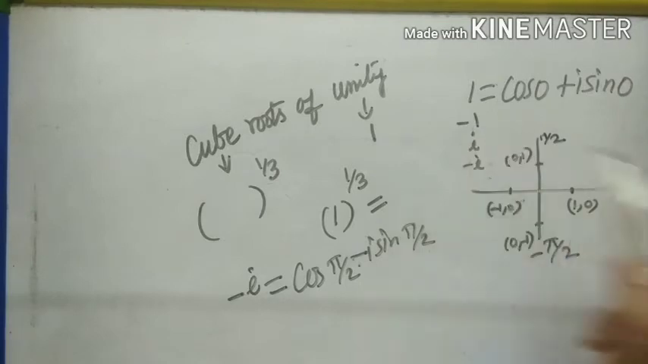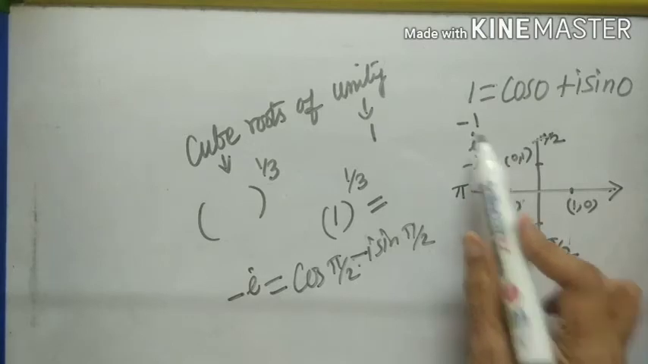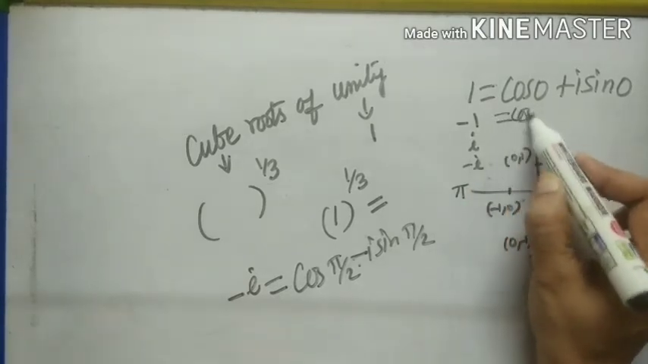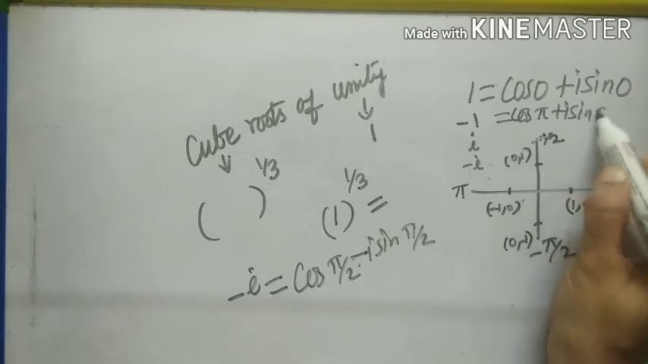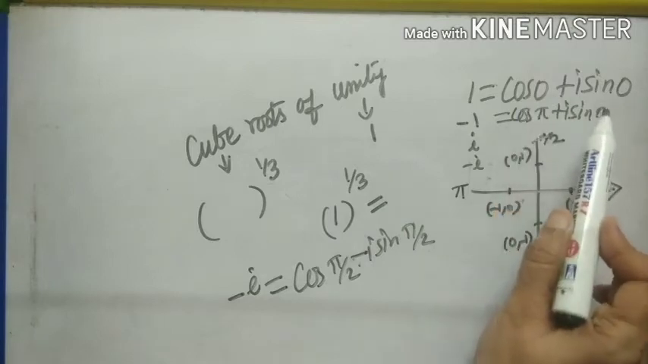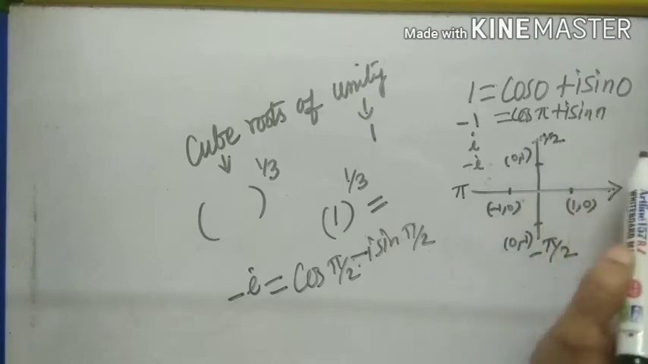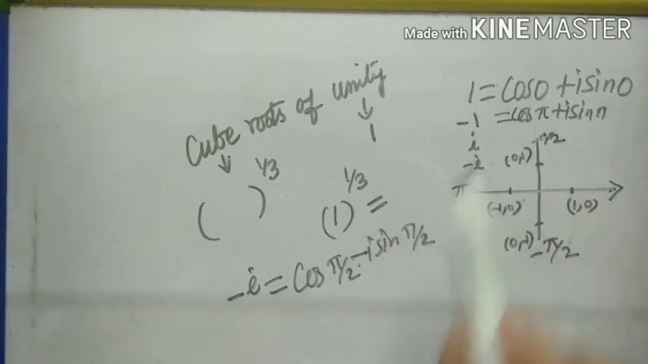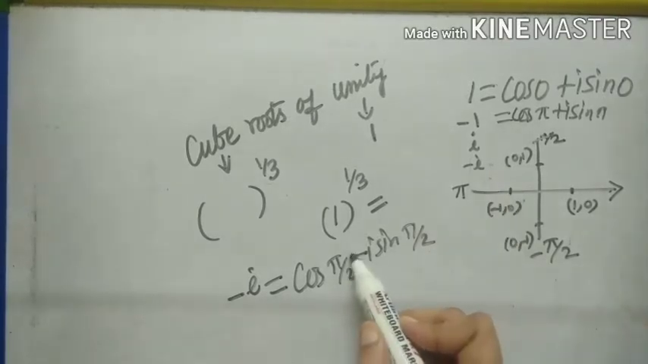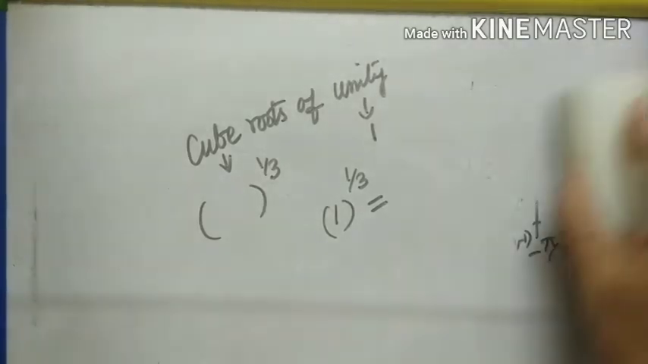And what about minus 1? 0, pi by 2 and this is pi. So for minus 1, the answer is cos pi plus i sin pi. So whenever 1 is coming, it is cos 0 plus i sin 0. Whenever minus 1 is coming, it is cos pi plus i sin pi. Whenever i is coming, it is cos pi by 2 plus i sin pi by 2. Minus i means in between I will put the negative symbol. So remember these things very well for applying in the exercise problems.